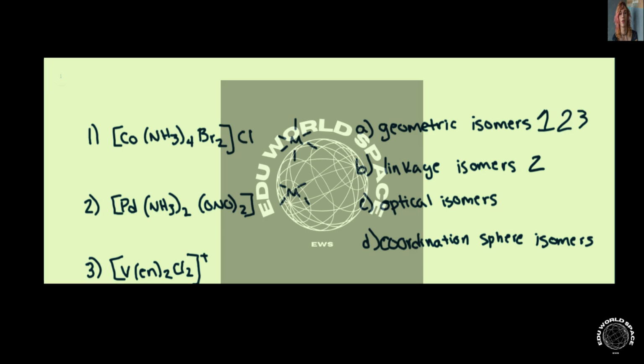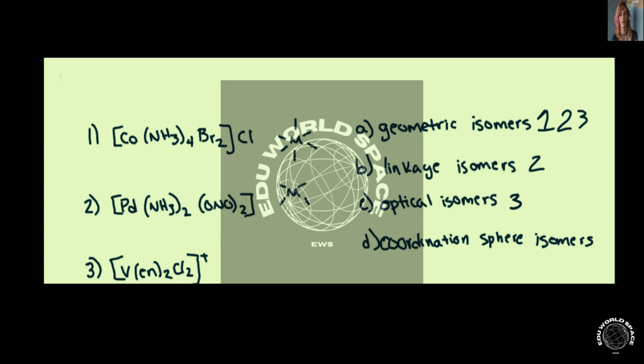Optical isomers are isomers that are chiral, so they have mirror images that cannot be superimposed. And this is specific to the type of ligands that you have and the arrangement of those ligands. And so for the optical isomer, our only candidate is number 3, where this ethylene diamine molecule is bound in a cross fashion. And so when you do a mirror image, those two molecules are no longer superimposable. And so our optical isomer is number 3.